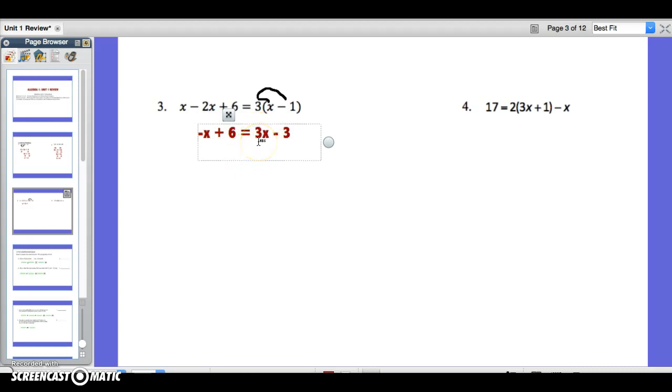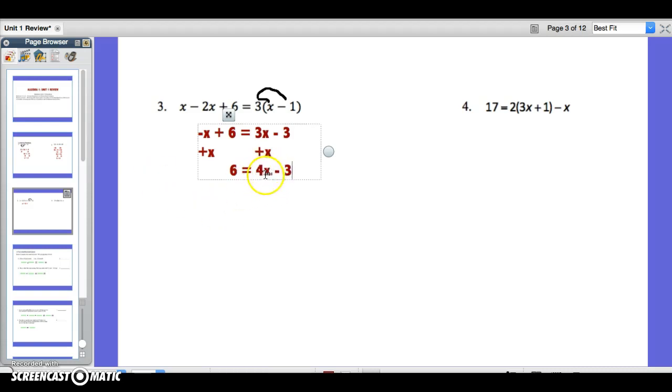It's easiest for me to move the smaller of the two. Obviously this -x is going to be smaller, so I'm going to do the inverse operation to move it to the other side. So I'm going to add x to this side and I must do that to this other side of the equal sign as well. That's going to leave me with 6 is equal to 4x minus 3.